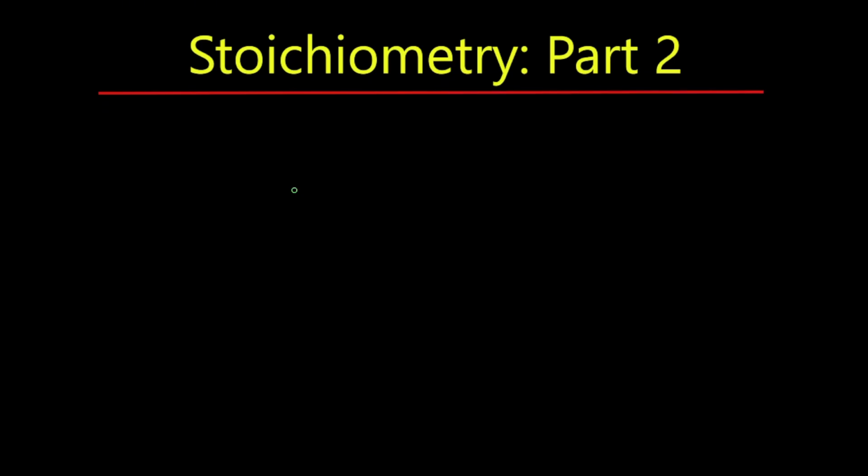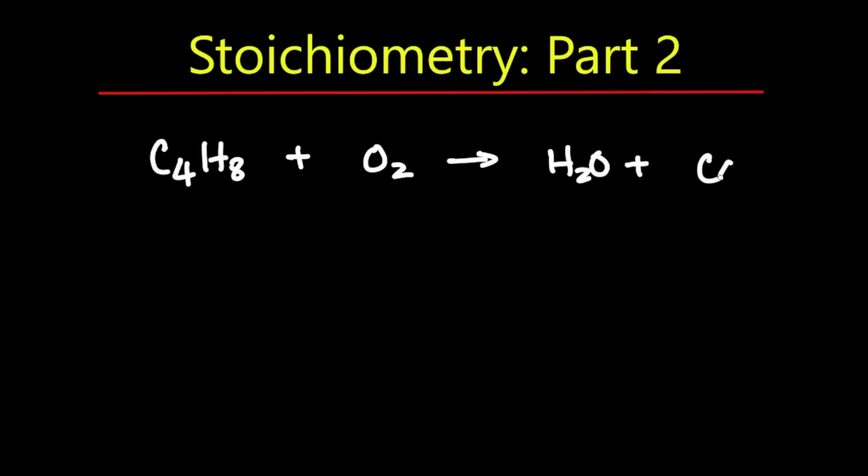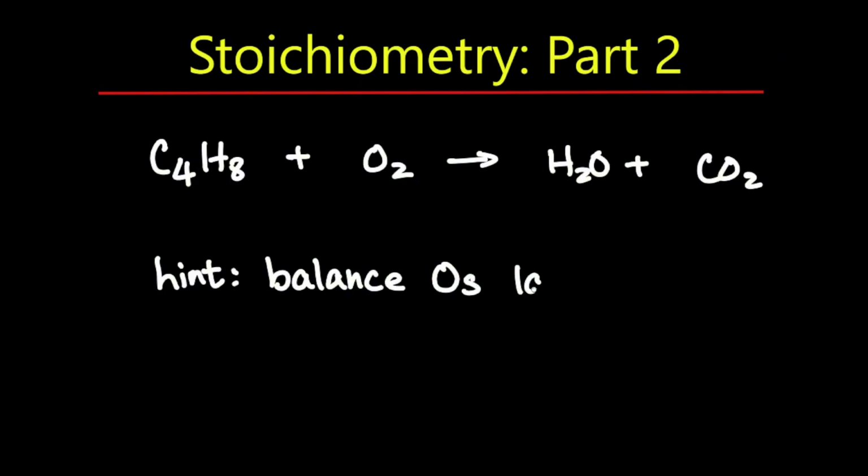Here is a slightly more complicated one for you to try. C4H8 plus O2 yields H2O plus CO2. Go ahead and pause the video for a moment to try it. Hint: balance O's last. Deal with the C's first and then the H's.